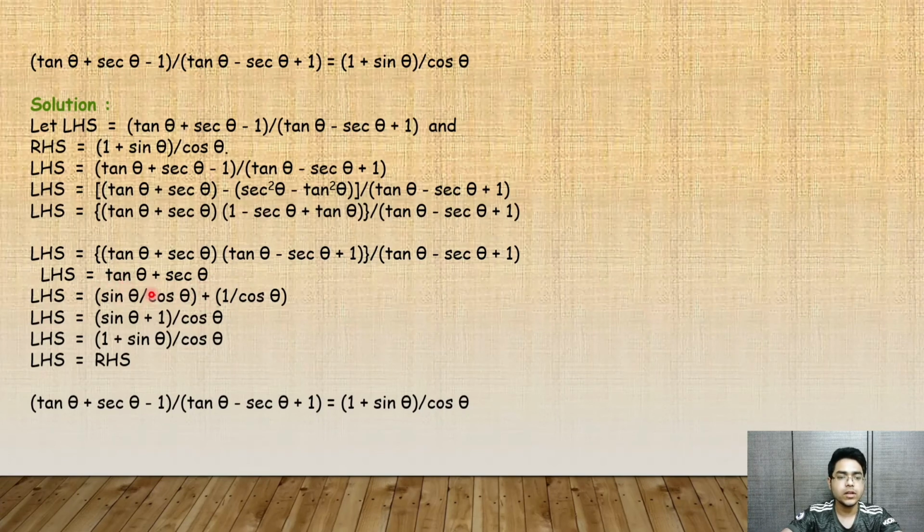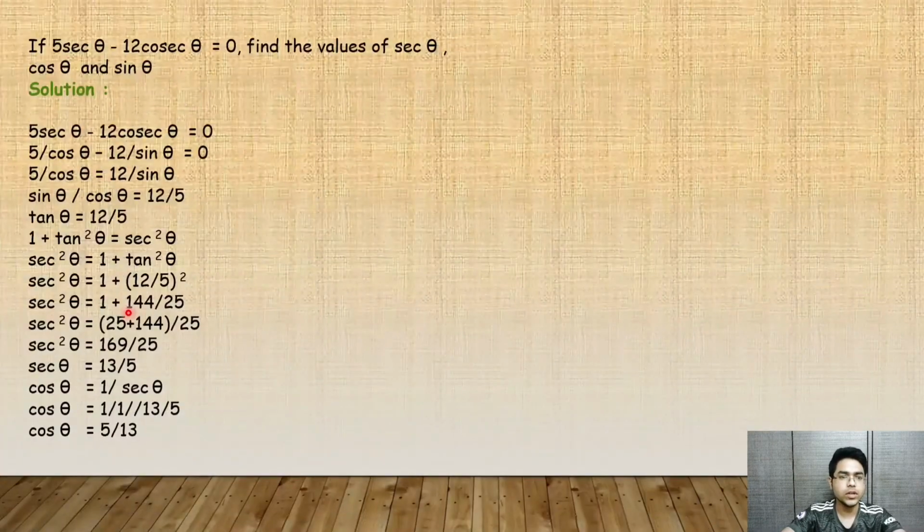Now we will convert tan theta and sec theta into sine and cos format. So LHS is equal to sine theta divided by cos theta plus 1 divided by cos theta. So LHS will be equal to (sine theta plus 1) divided by cos theta. As the cos theta term is common in the denominator, we take it out, and rearranging sine theta plus 1 as 1 plus sine theta, divided by cos theta. So that will be equal to our RHS. Moving to the next slide.